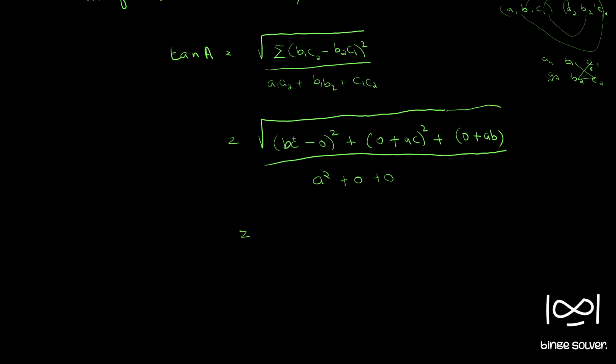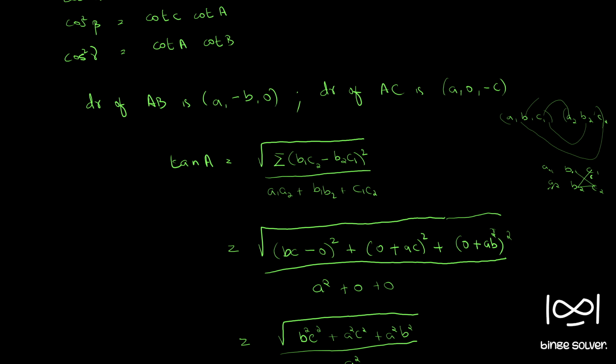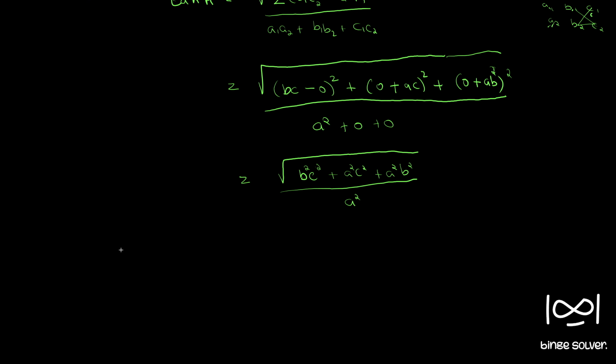On simplification we get the root of BC square plus AC square plus AB square, the whole square. So BC square, AC square plus AB square, B square C square A square. Okay. Now this is tan A. Now cot A. In our equation it was full of cots, so from this we can write what cot A is.